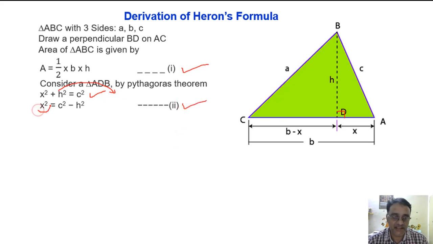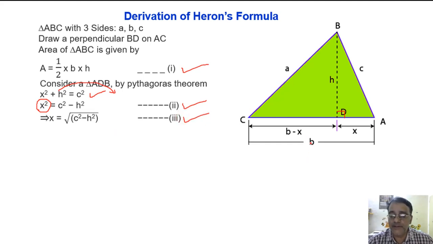So from here, how much x will we get? If you want to find x, what you have to write? c square minus h square, whole root. Okay, so let it be equation number 3.